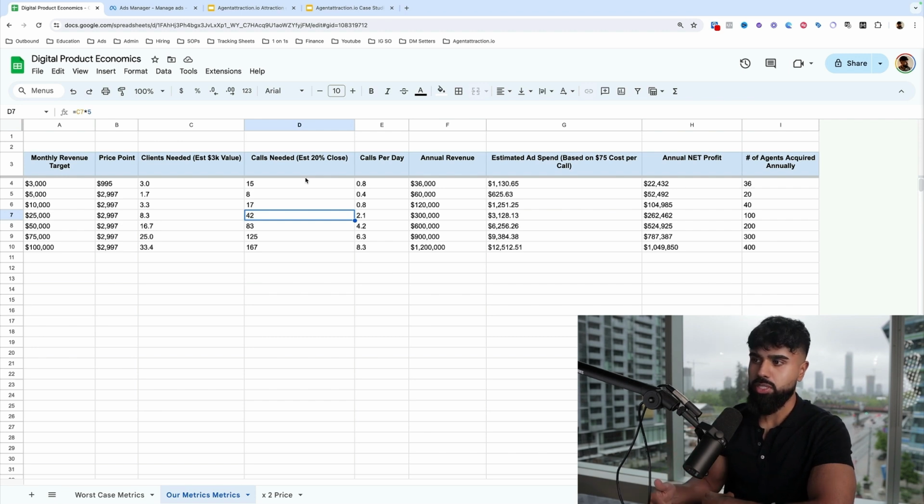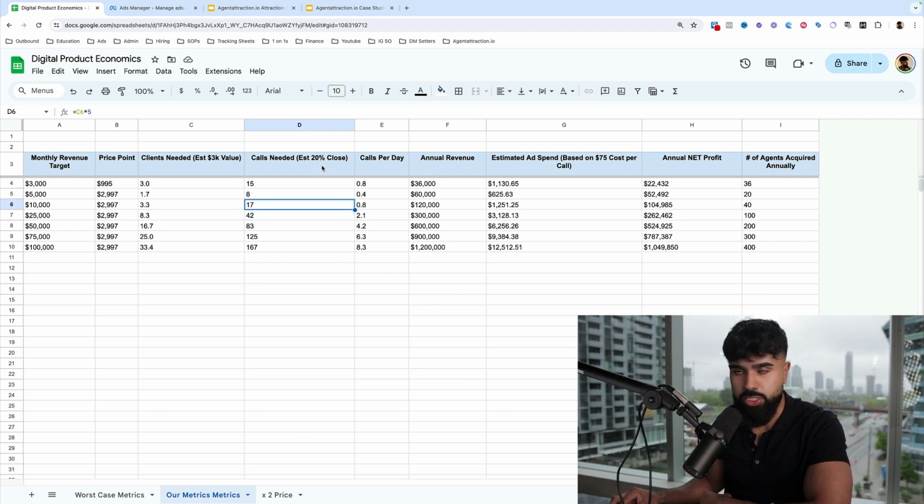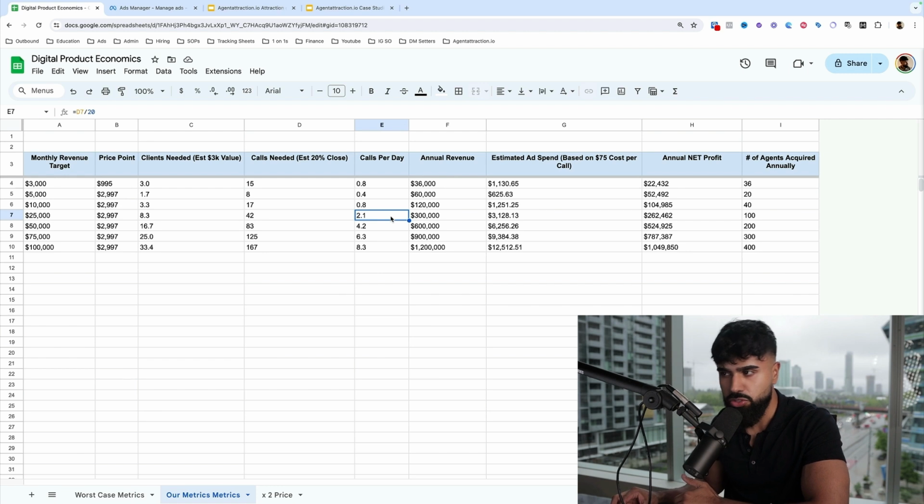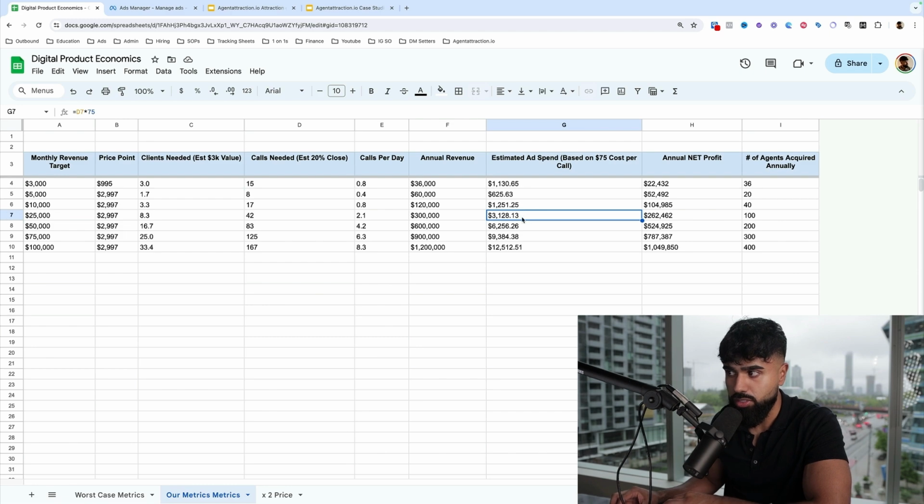Now, we do push our clients to get to a 25 to 30% closing rate, but we're going to assume 20% because that is a good benchmark. If you're closing 20% of the calls that you do take, you will need to take about 42 calls per month to hit that $25,000 revenue range. That pretty much means that you will need to take about 2 calls per day, which is quite sustainable. Even if you are looking to continue production, you will need to spend about $3,100 on advertising.